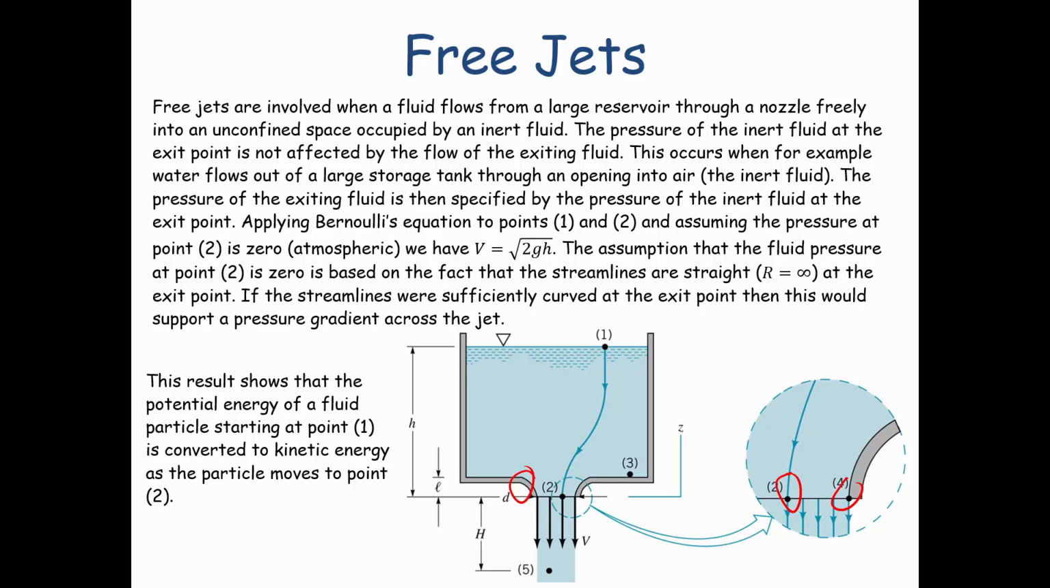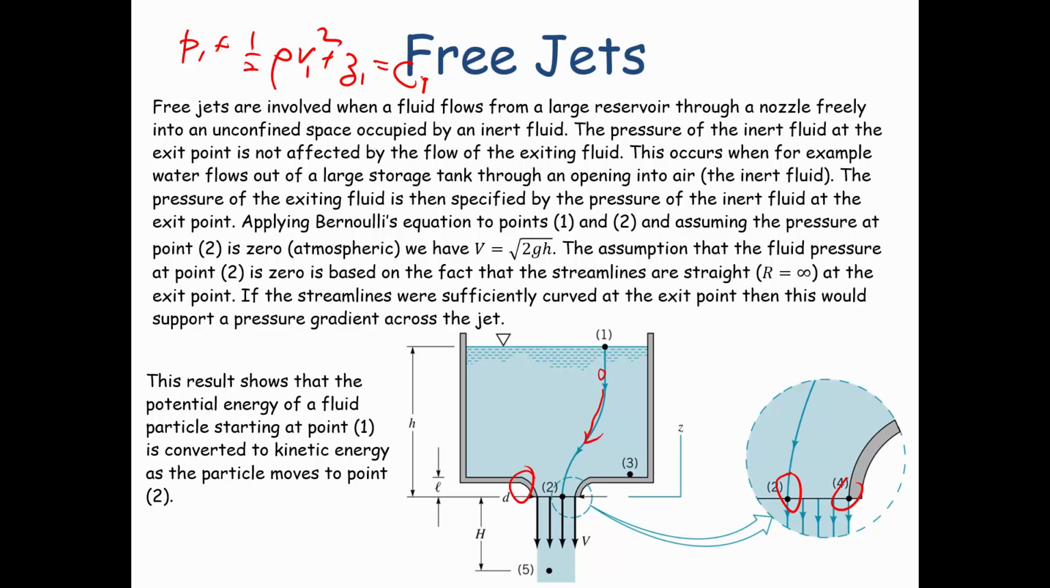So let's say that we start off at point 1, and we have a particle that's going to move from point 1 all the way along that streamline towards point 2. Bernoulli's equation says that the conditions at point 1 are P1 plus 1/2 rho V1 squared plus Z1 is equal to a constant C. Let's call it C1.